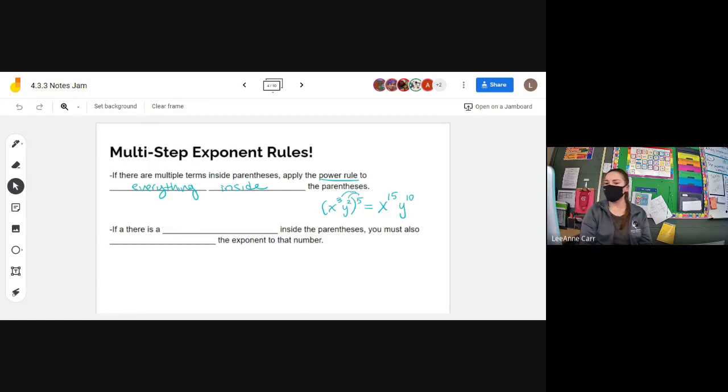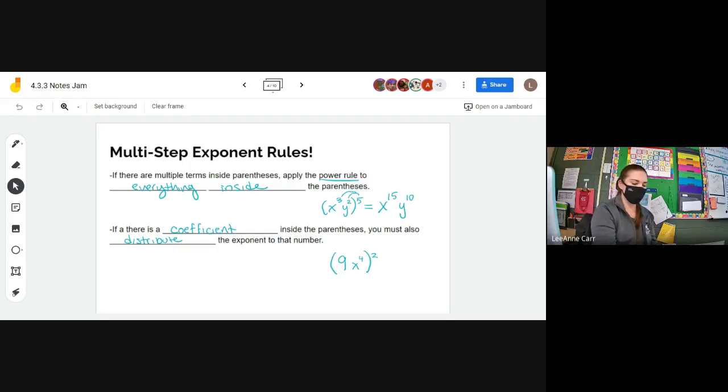All right, our second rule, this one's kind of weird, but we are going to see it quite a bit today: if there is a coefficient inside the parentheses, you must also distribute the exponent to that number. And remember, our coefficient is just a number out front. So in our parentheses, let's say we had 9x to the 4th all squared. Okay, that 9 is my coefficient.